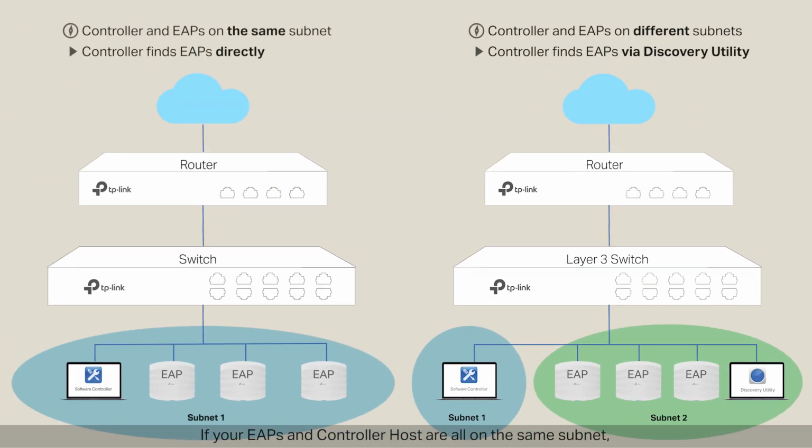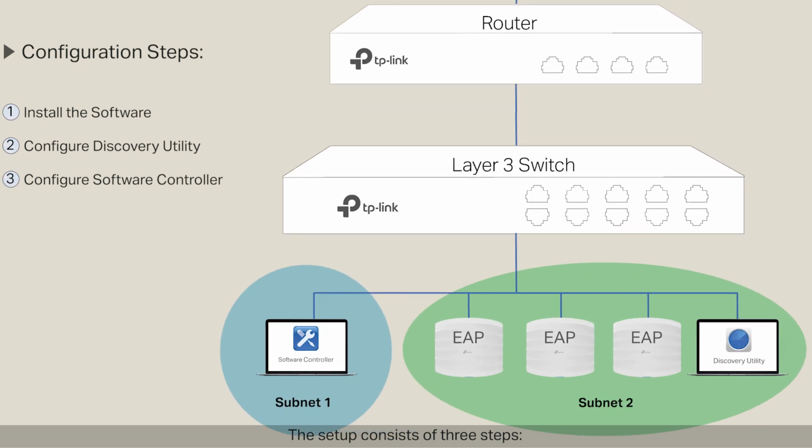If your EAPs and controller host are all on the same subnet, you can simply use the software controller to make everything easier. This video, however, will introduce the setup steps for when they are on different subnets. The setup consists of three steps.